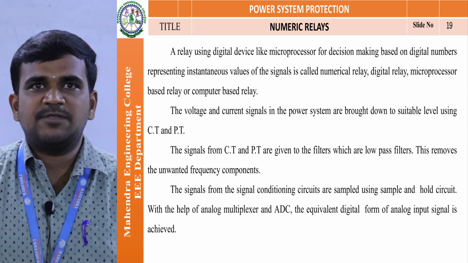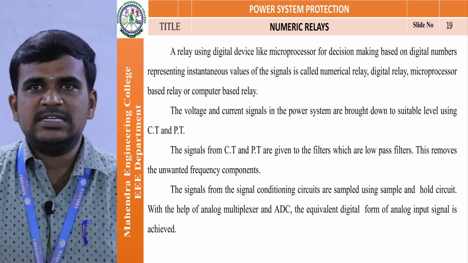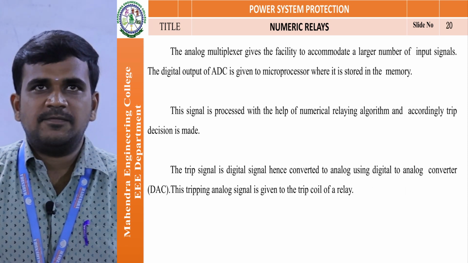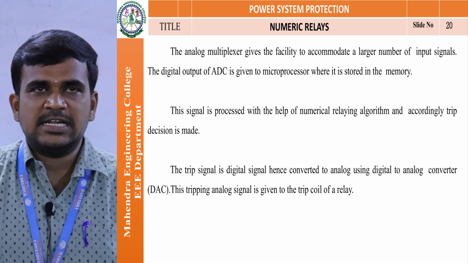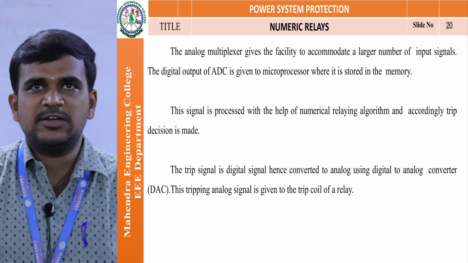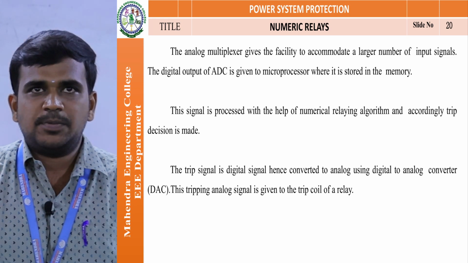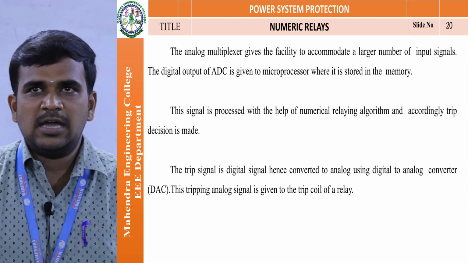signals. The signals from the signal conditioning circuits are sampled using sample and hold circuits. With the help of the analog multiplexer and ADC, the equivalent digital form of the analog input signal is achieved. The analog multiplexer gives the facility to accommodate a larger number of input signals. The digital output of the ADC is given to the microprocessor, where it is stored in memory. The signal is processed with the help of a numerical relaying algorithm and the trip signals are generated accordingly.